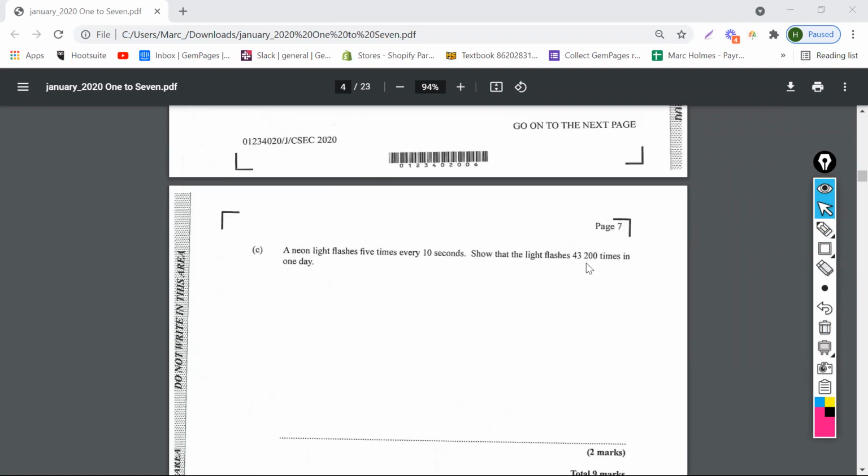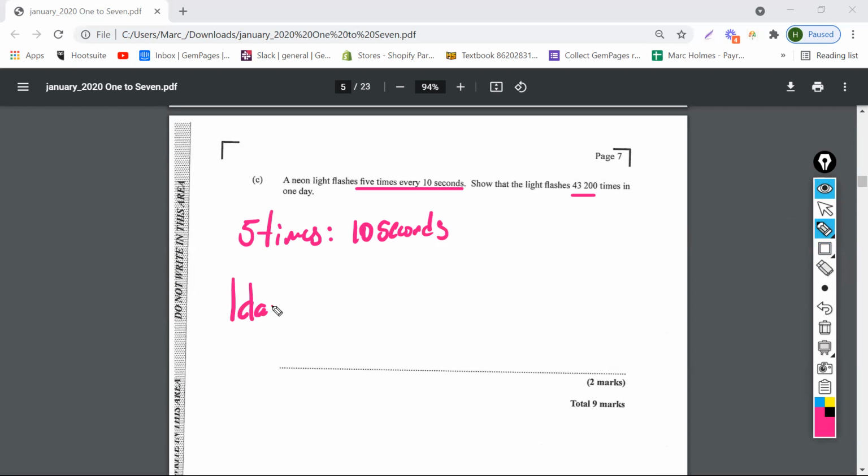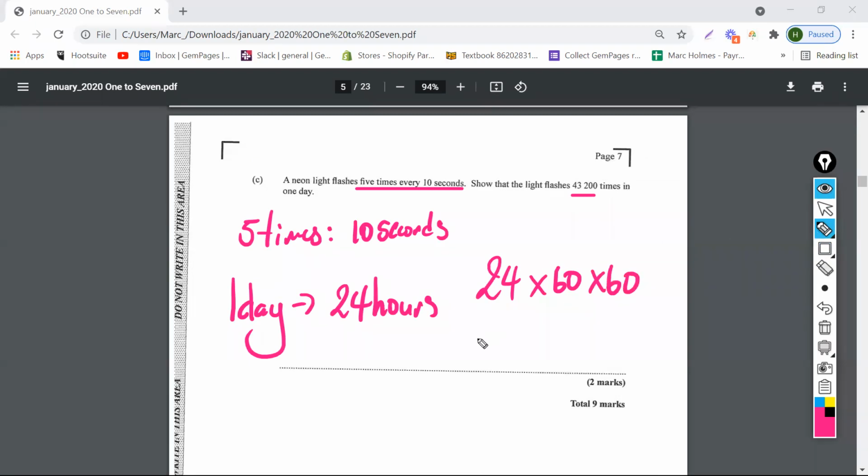All right, so this one, guys, says a neon light flashes 5 times every 10 seconds. Show that the light flashes 43,200 times in a day. So this one is not bad. So 5 times every 10 seconds, right? And 1 day is 24 hours, right, guys? So 24 times 60 minutes times 60 seconds will give us 86,400 seconds in a day.